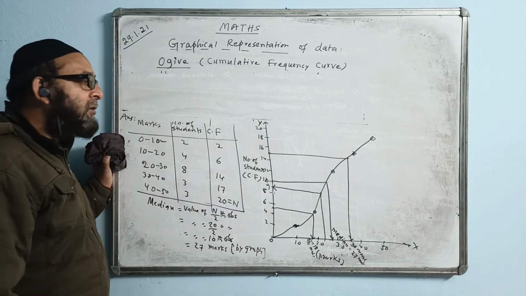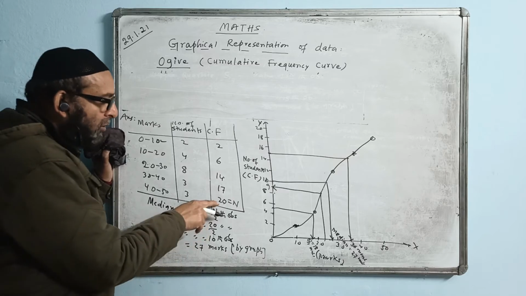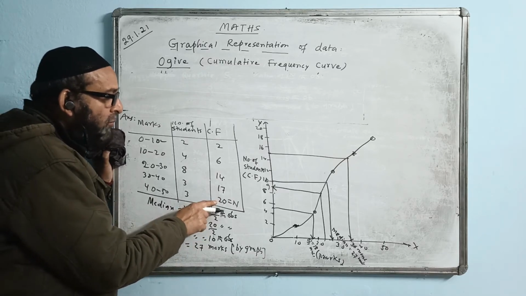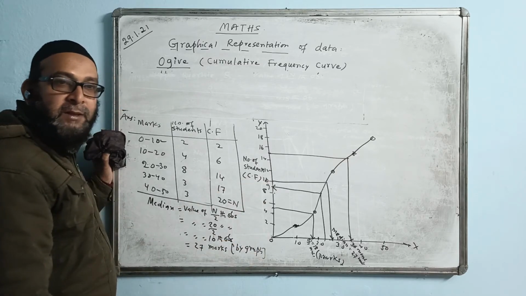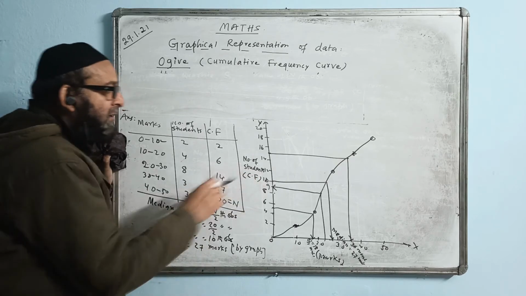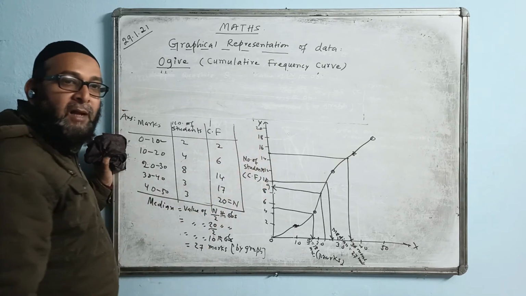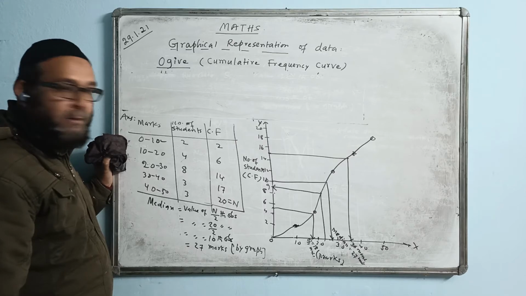If they ask you to find the number of students passing, in total how many students do we have? 20. Out of 20, 9 are failing. So how many of them are passing? 20 minus 9 is the answer. Then 11 students are passing.